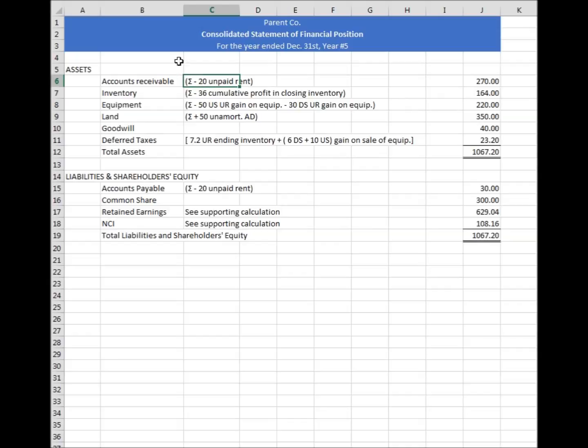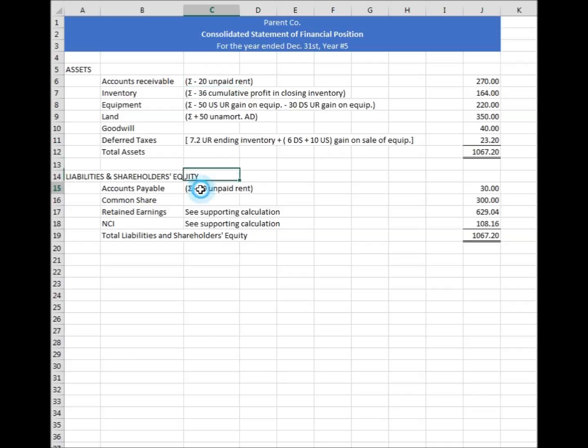So these summation signs over here simply mean that we're adding together the parent's and the sub's values that they have on the balance sheets provided in the question. So we're adding together the accounts receivable that they have in the question, but we're taking out this $20 as we saw in our supporting calculations section, because the sub hasn't yet received it, and they're still waiting to receive this $20 of unpaid rent from the parent.